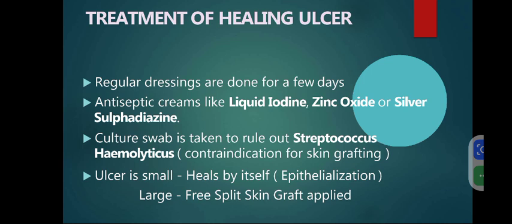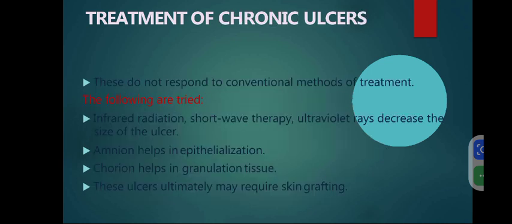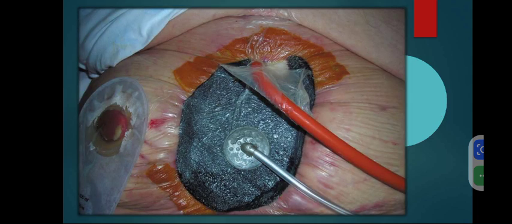If the ulcer is small, it heals by itself. For a large ulcer, a free split skin graft is applied. Treatment of chronic ulcer: these do not respond to conventional methods of treatment. The following are tried: infrared radiation, short wave therapy, ultraviolet rays decrease the size of the ulcer. Amnion helps epithelialization. Chronic helps in granulation tissues. These ulcers ultimately may require skin grafting.